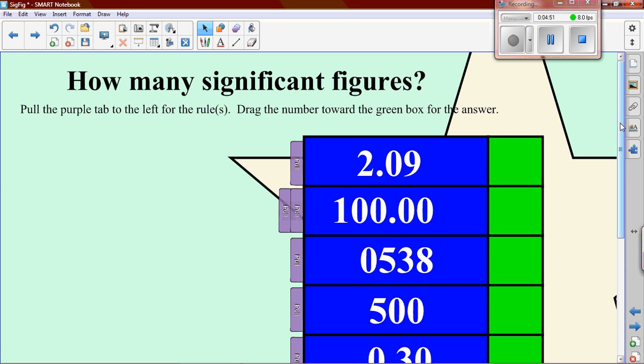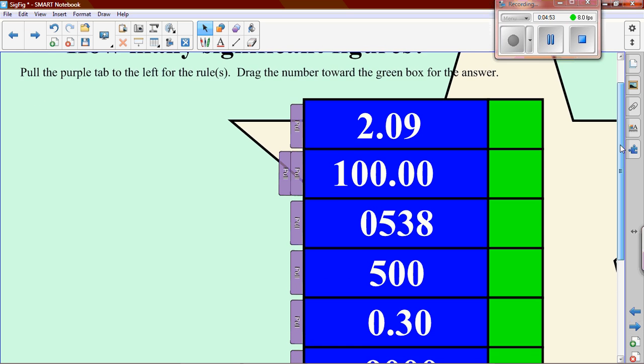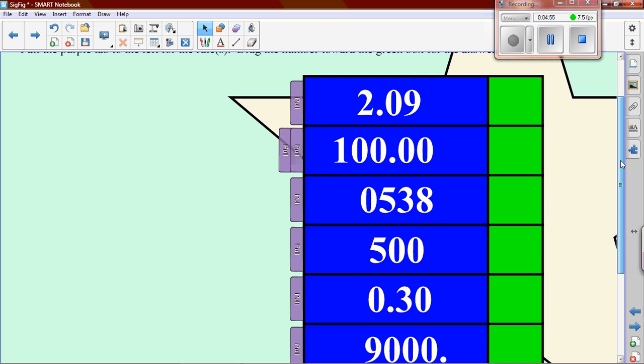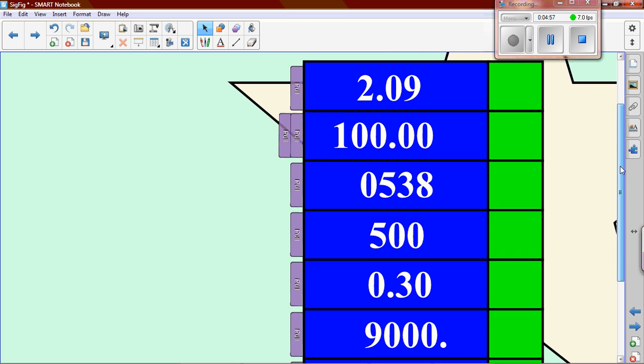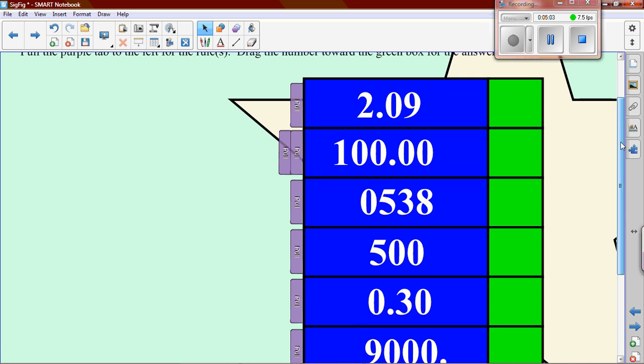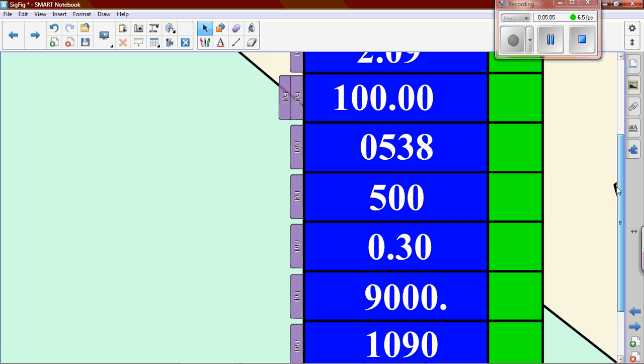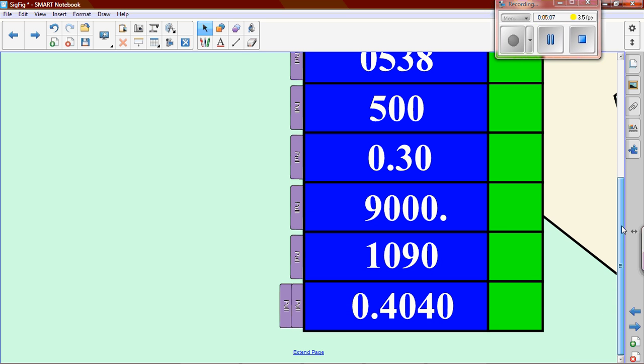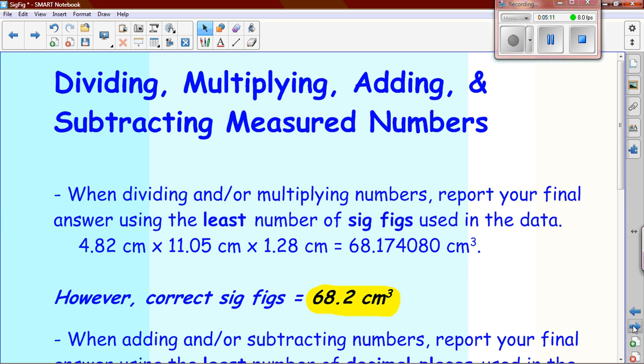Okay, so this is a fun little game that we're going to actually pull down in class. So I just want you to take a peek at this. You can pause it. We're going to be looking at how many significant figures are in each of these numbers displayed. And here we go, just a little bit more. Okay, and we'll continue with that one in class.